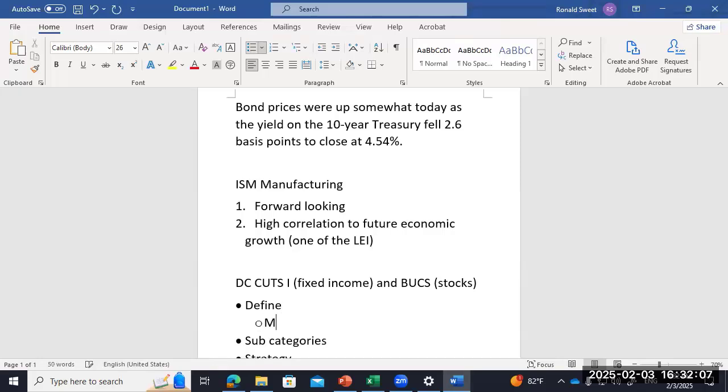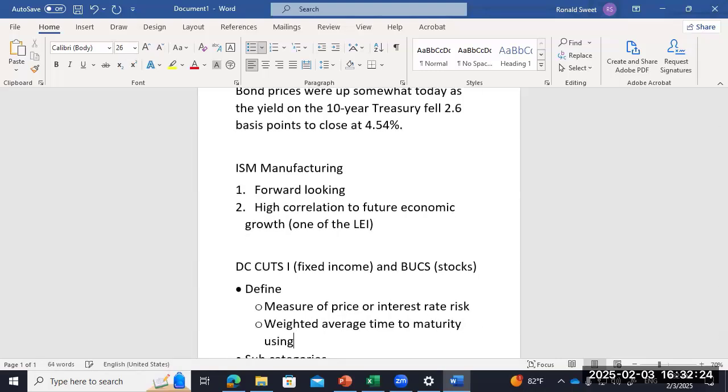You can say it's a measure of price or interest rate risk. So it is a measure of risk. The technical term is the weighted average time to maturity using discounted cash flows as the weights. I'll show you that calculation later when you price bonds. You can see it's actually a really, really easy calculation.